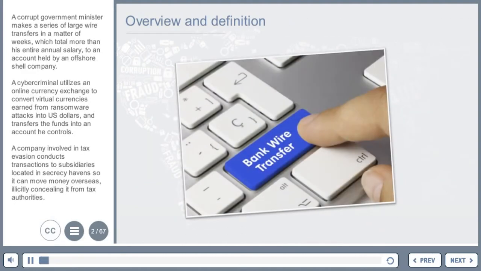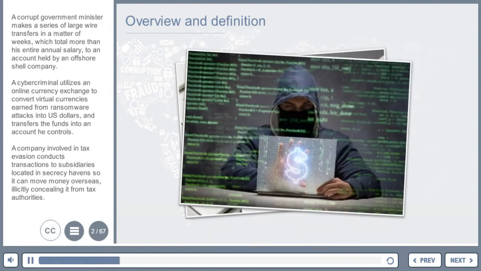A corrupt government minister makes a series of large wire transfers in a matter of weeks, which totaled more than his entire annual salary, to an account held by an offshore shell company. A cybercriminal utilizes an online currency exchange to convert virtual currencies earned from ransomware attacks into US dollars and transfers the funds into an account he controls.